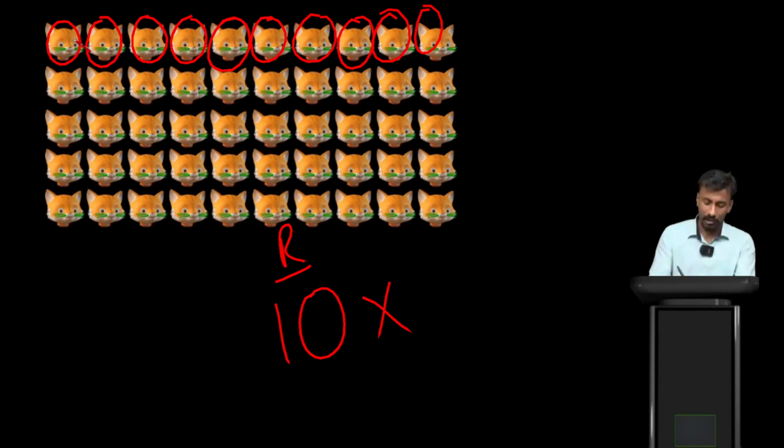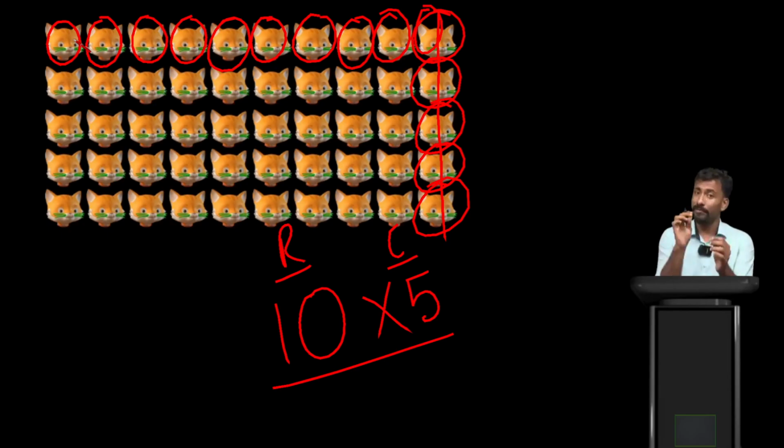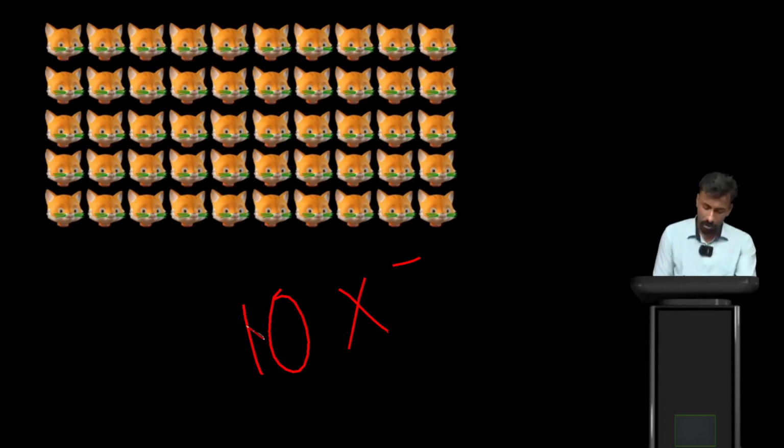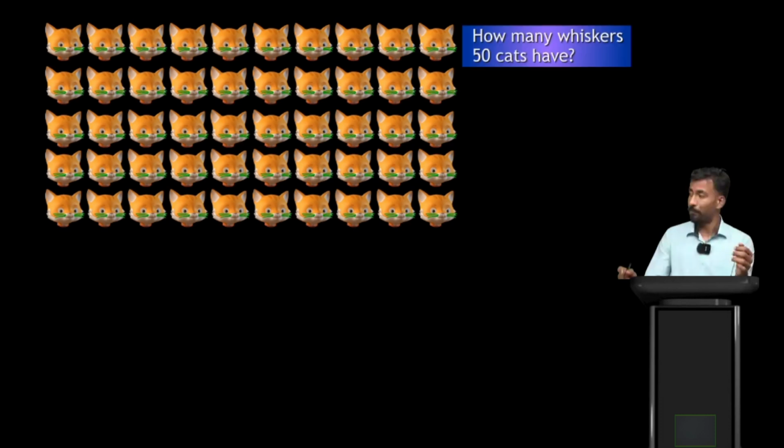Now, similarly, along the column we see 1, 2, 3, 4 and 5. So, along the column there are 5 cats. Clear? Along the row, we have 10 cats, and along the column, we have 5 cats. After that, we have to multiply these two numbers. So, ultimately, the total number of cats here is equal to 50. Simple.